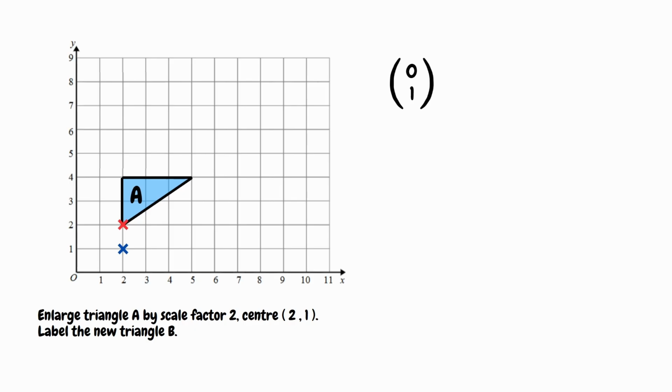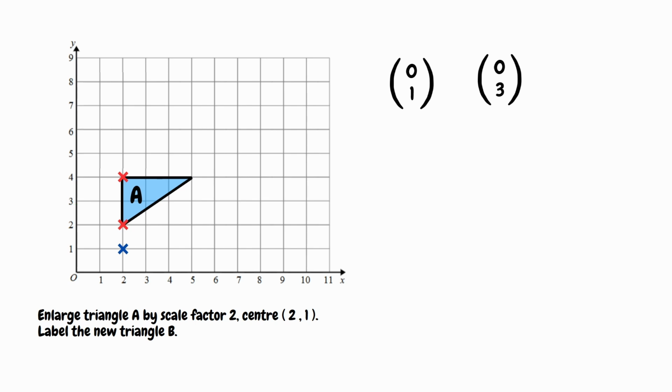I'm then going to do the same thing for the top left point. So going back to my centre point of 2, 1, how do I get to that top point of triangle A? Well, I'm not moving at all in the x-axis, but we're then moving up by 3. So the vector from the centre point to the top left corner of triangle A would be 0, 3.